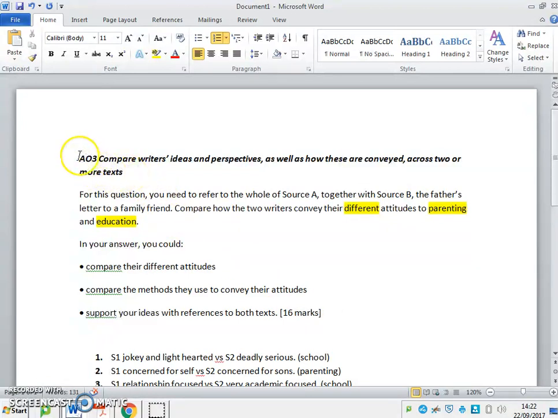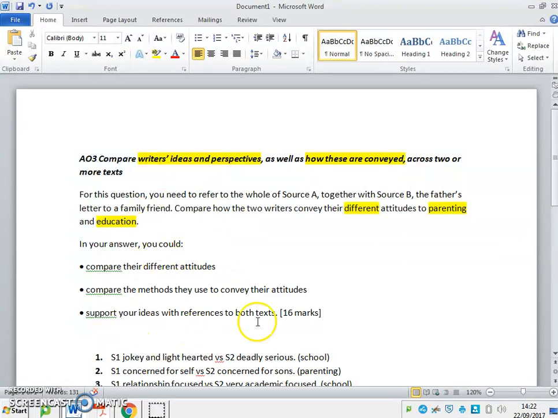Planning is quite important. So this question, regardless of your target grade, here is what you're focusing on, AO3. Compare writers' ideas and perspectives as well as how these are conveyed across two or more texts. There's two parts to this. The first one is that you have to know what the ideas and perspectives are, and the second one is how these are conveyed. And that's just another way of saying what words and methods are there so that you can tell what the writer thinks.